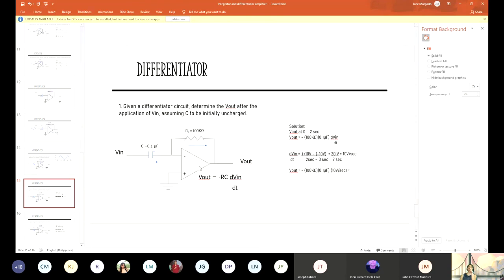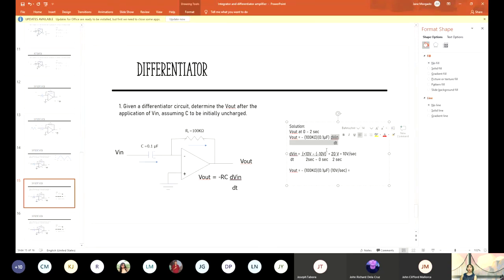Okay, so for 0 to 2, we have negative RC. What's the value of RC? RC is 100K times 0.1 microfarad times differential of V in over dt. So when you say dV over dt, it actually refers to rate.